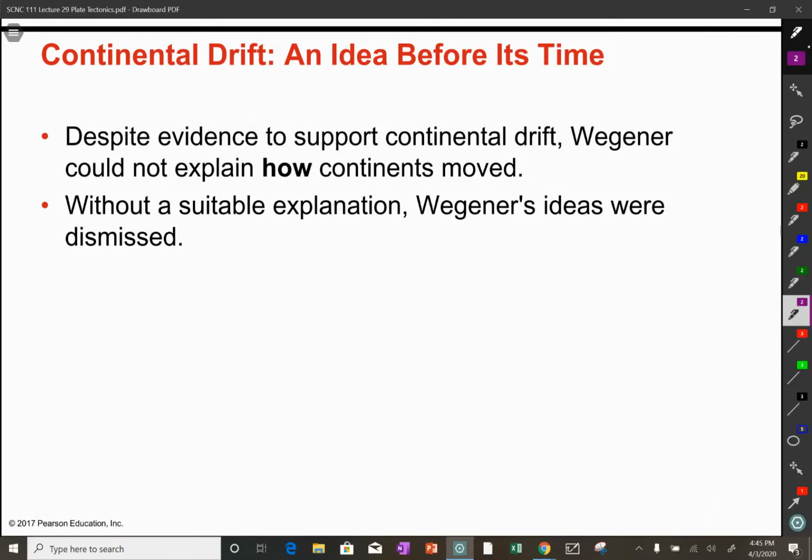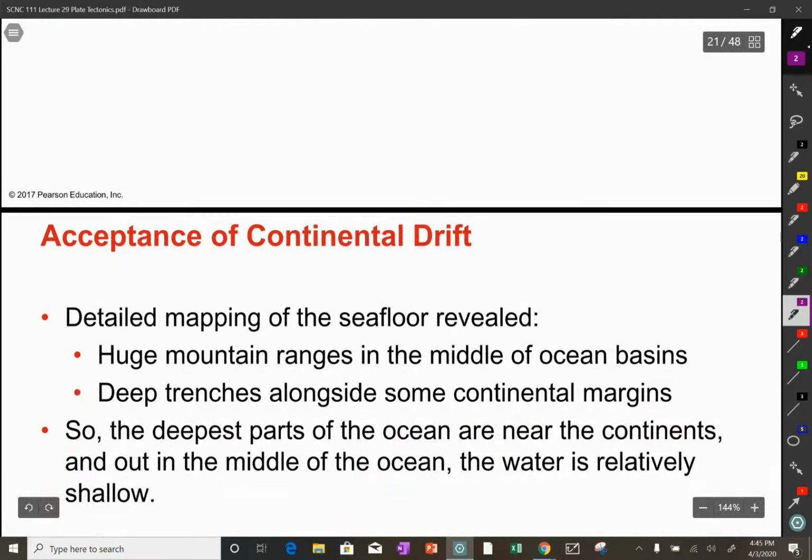He had only one problem. He couldn't explain how it happened. And so people were like, sure, yeah, great idea. Tell me how it worked. Ha, ha. So it didn't get any traction because he didn't have a mechanism for how this was going to work. That's why I've labeled these an idea before its time, because it was, we believe, the correct idea. But nobody knew how it would work.